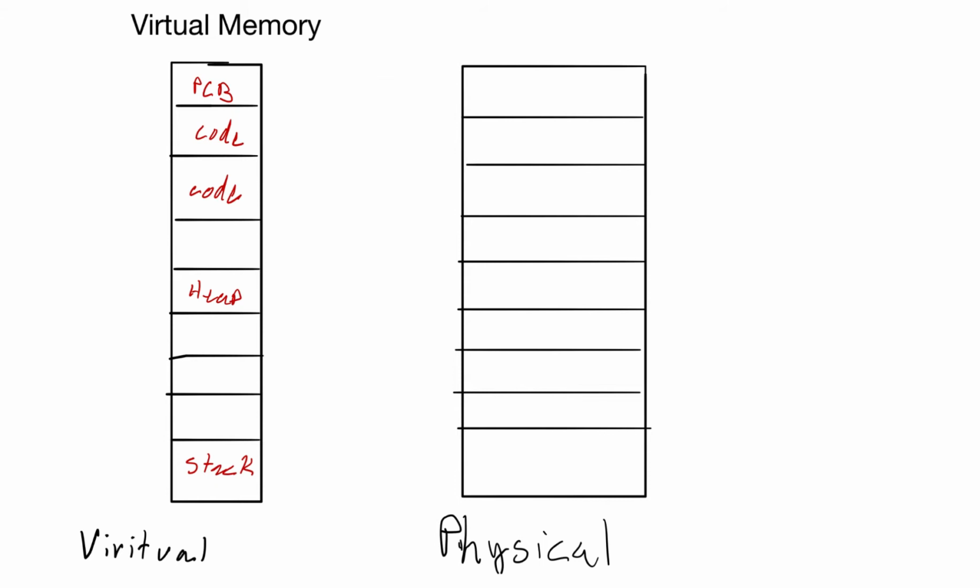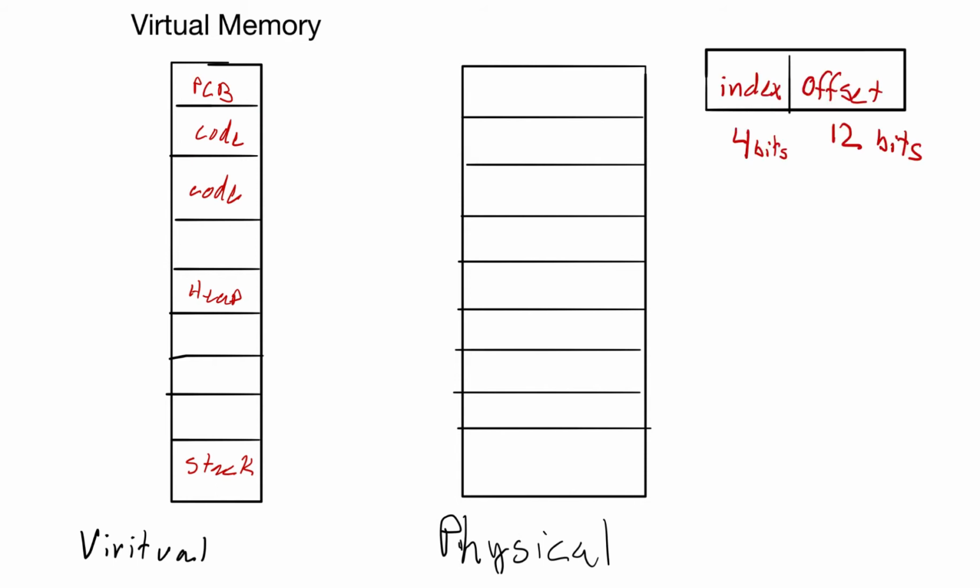So what we do is we divide memory into equal sized chunks called pages. And then our physical memory is also divided into equal sized chunks called page frames. And that means we could take one page and slide it into our physical memory inside of a page frame.